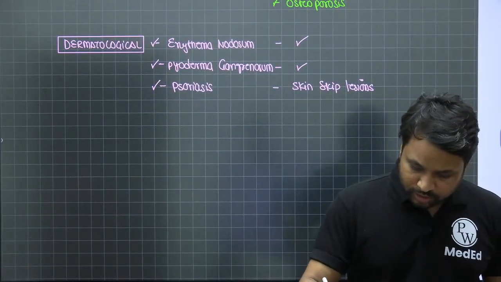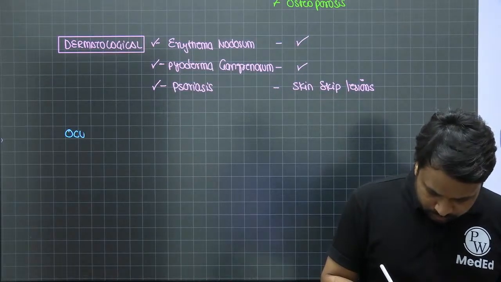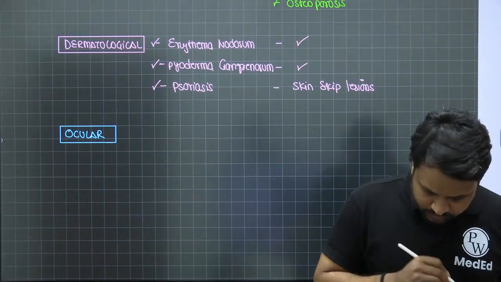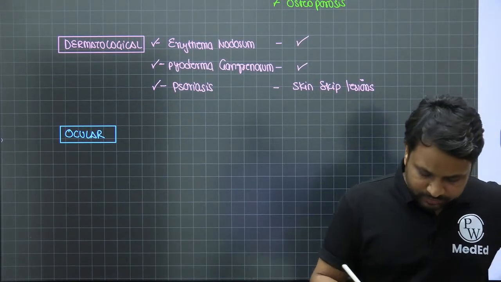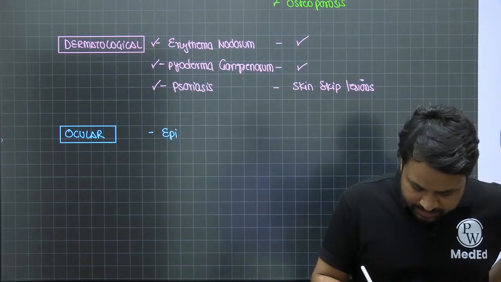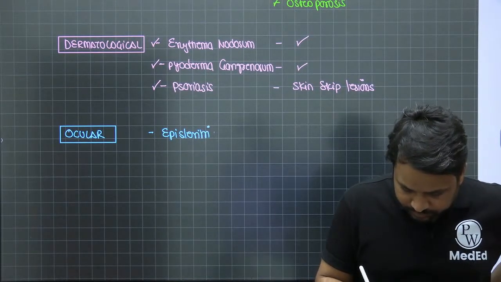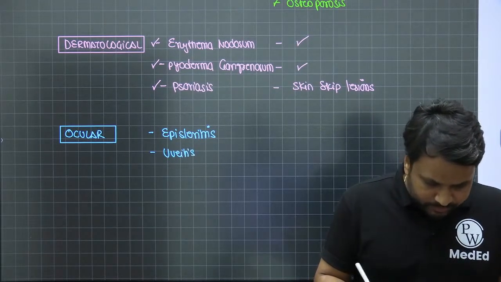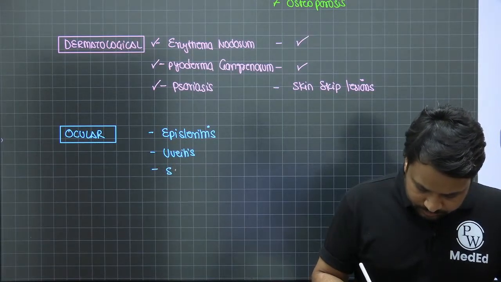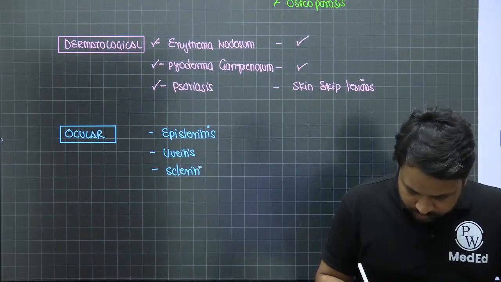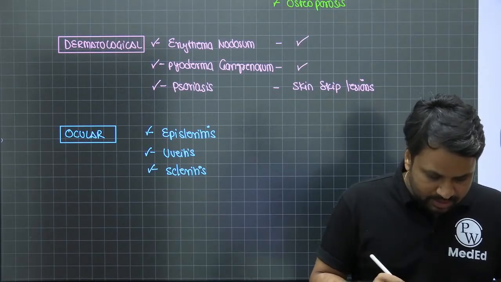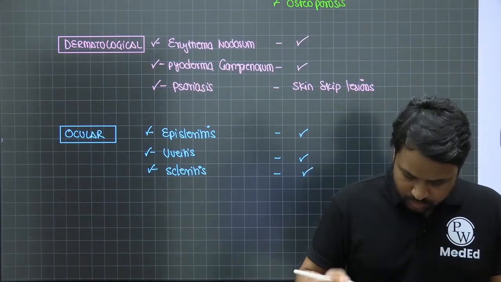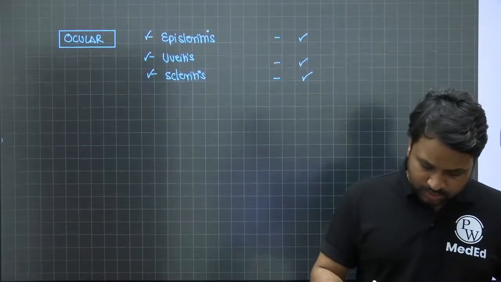Then you have the ocular manifestation. That is for the eye. Now, in the ocular manifestations, number one is episcleritis. Then you have uveitis and scleritis. Episcleritis, uveitis and scleritis. The same manifestations will also be seen in Crohn's disease as well.